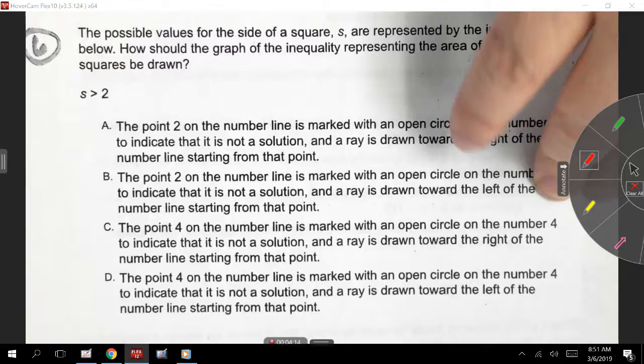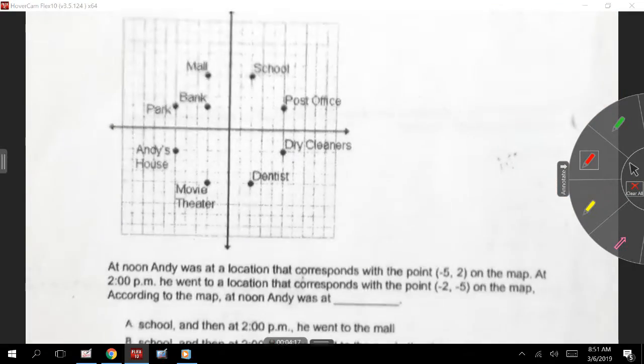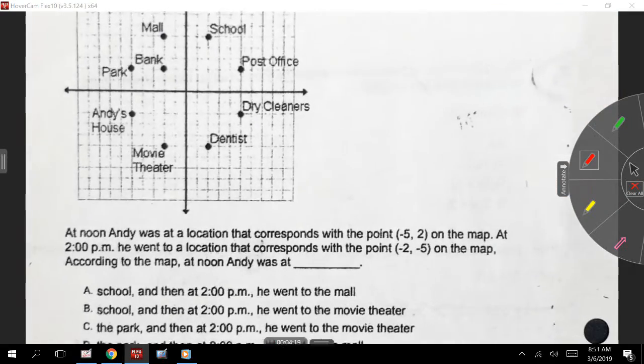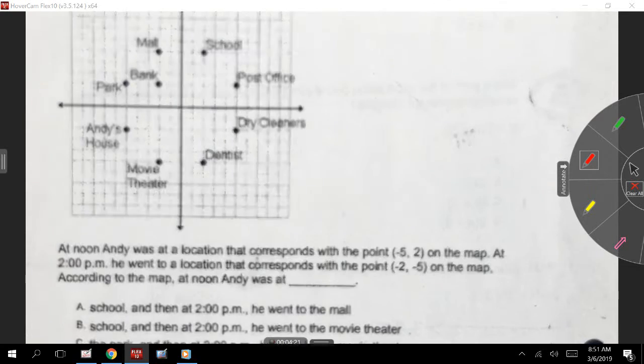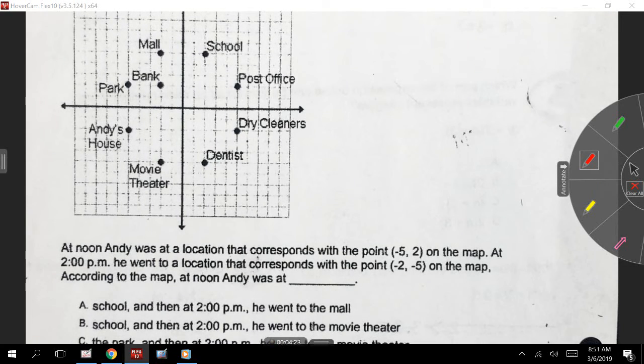Number 7, I think, was probably one of the easier ones. So number 7 was pretty straightforward. It says, at noon, Andy was at the location that corresponds with negative 5, 2. How am I going to go to negative 5, 2? Danielle. So we're going to go backwards 5, 1, 2, 3, 4, 5, and then up twice, okay? So I got my negative 5, 2.